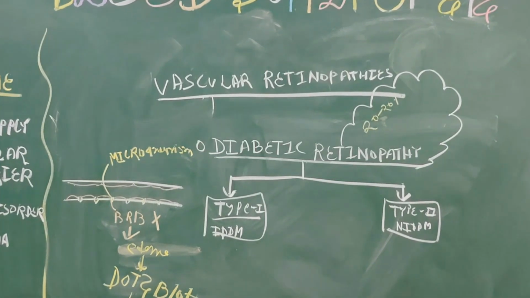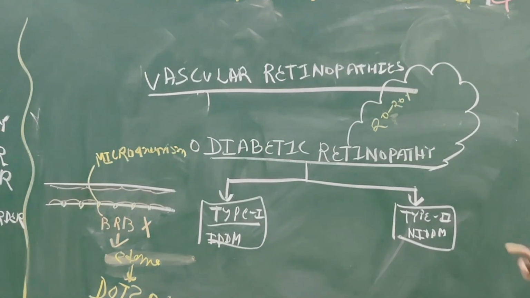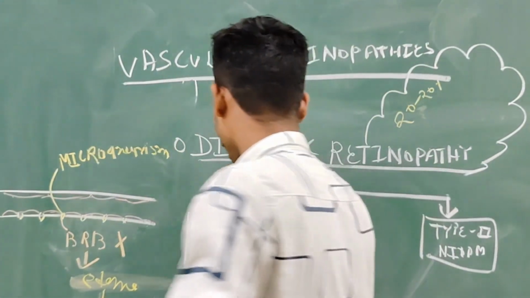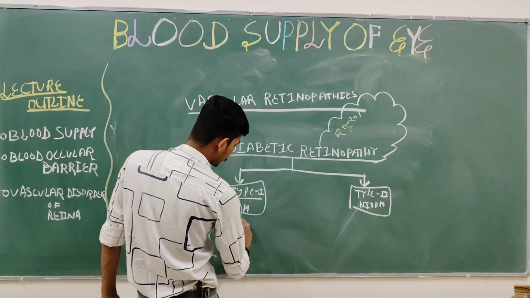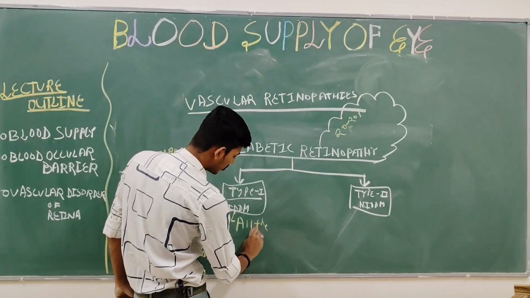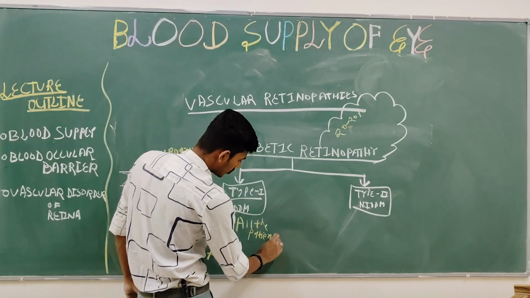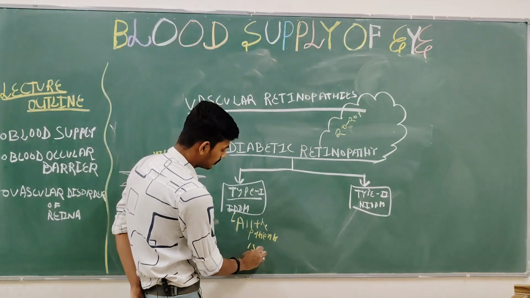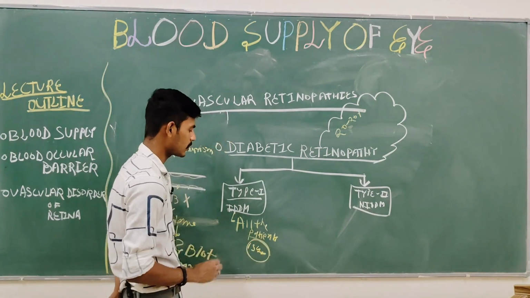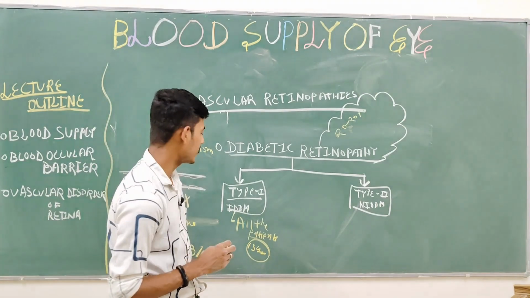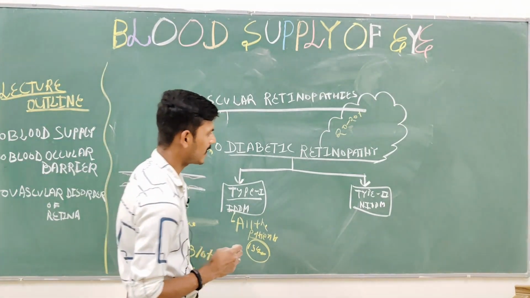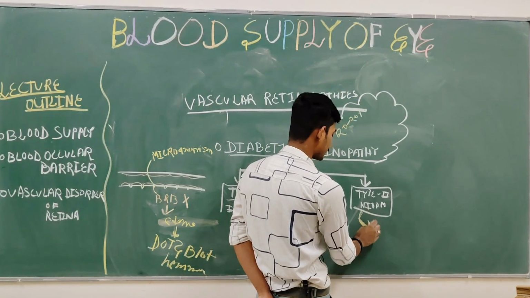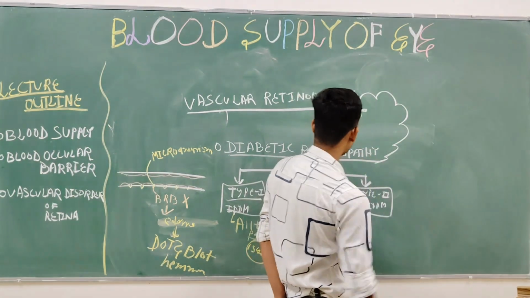Okay, and the type 1 and the type 2, the basic thing is that in type 1, almost all the patients develop retinopathy. Almost all the patients develop this diabetic retinopathy within 15 years. Within 15 years, all the type 1 diabetic patients develop diabetic retinopathy, whereas type 2 persons have the risk factor. They have the chances to have this retinopathy.